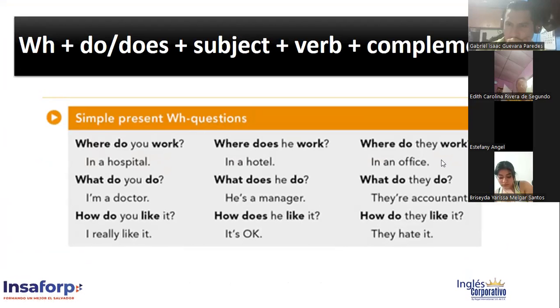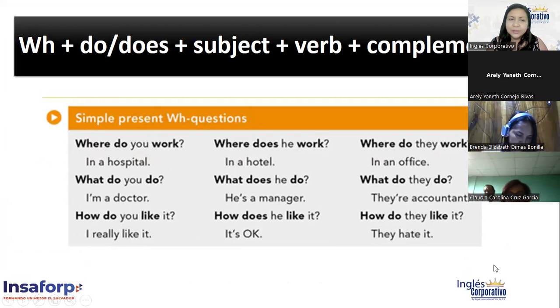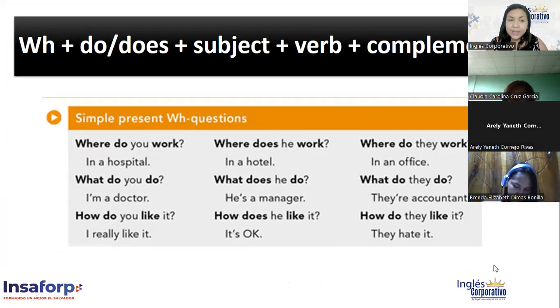Let's see, Claudia Carolina Cruz. Claudia, where do you work? Don't work. Oh, okay. What do you do then? You can say, I'm a student. You are a student. Where do you study? Where? ¿Dónde? In Insafor. Okay, good. You can say, I take online classes. I take online classes.